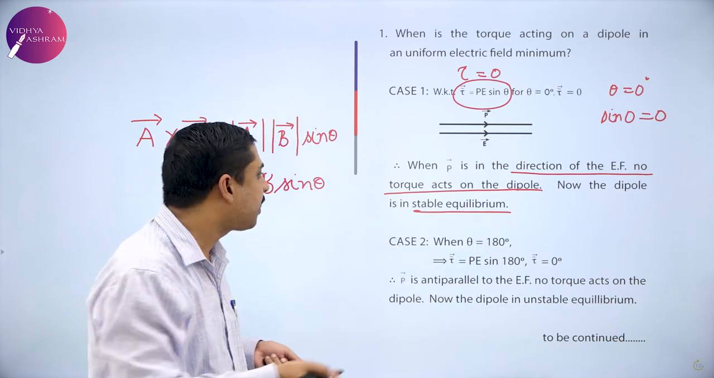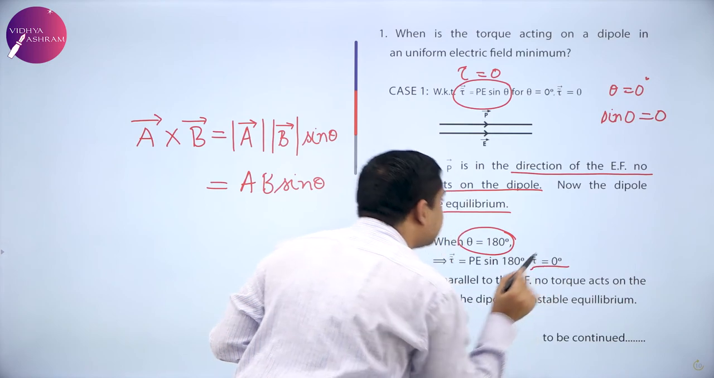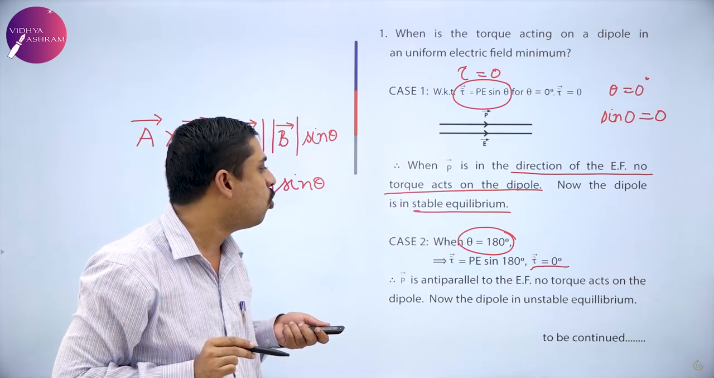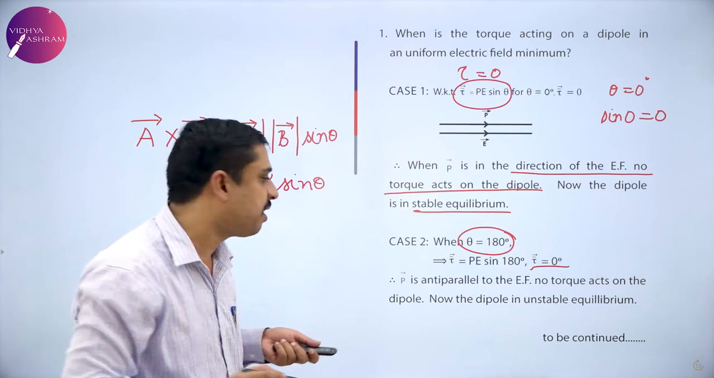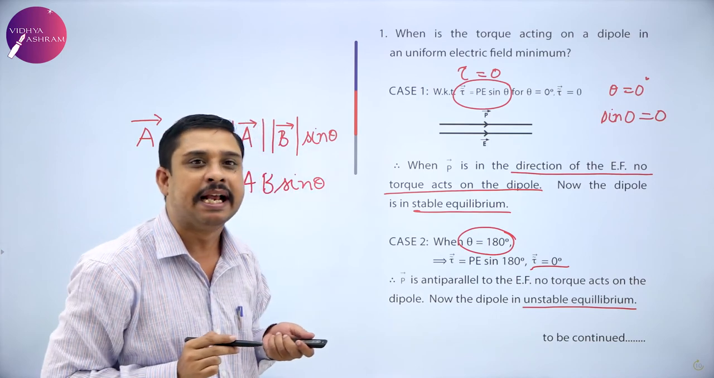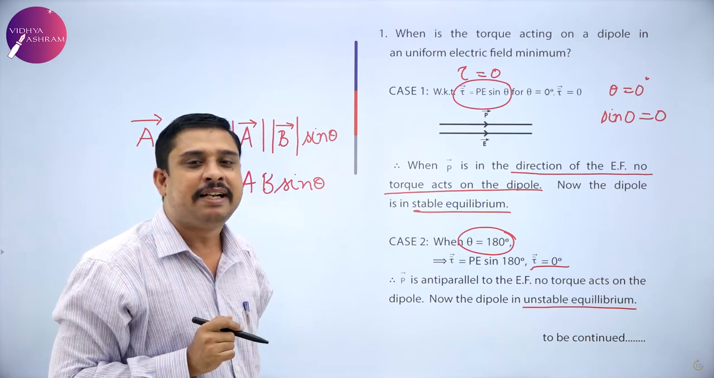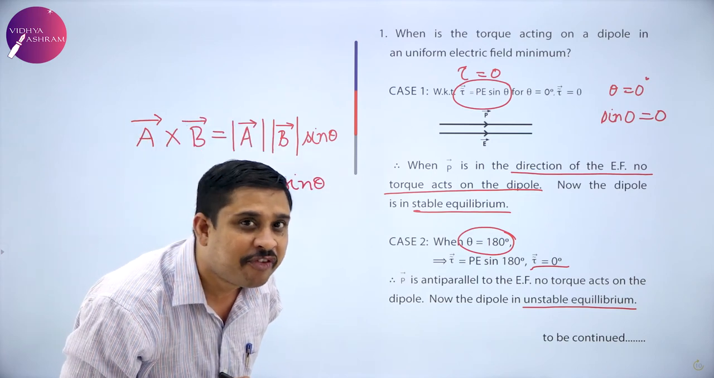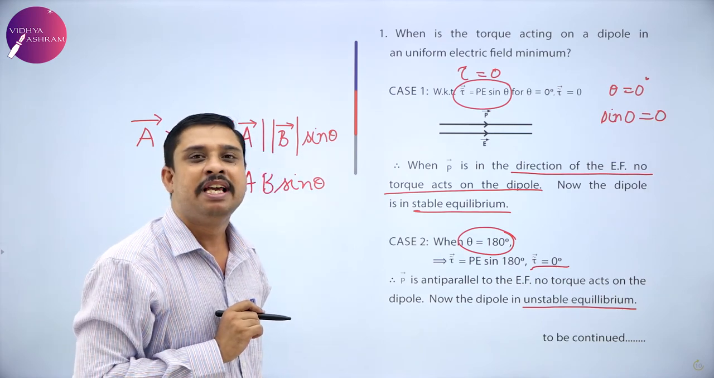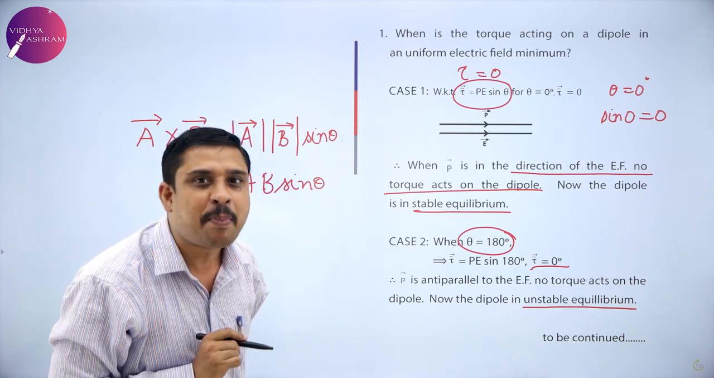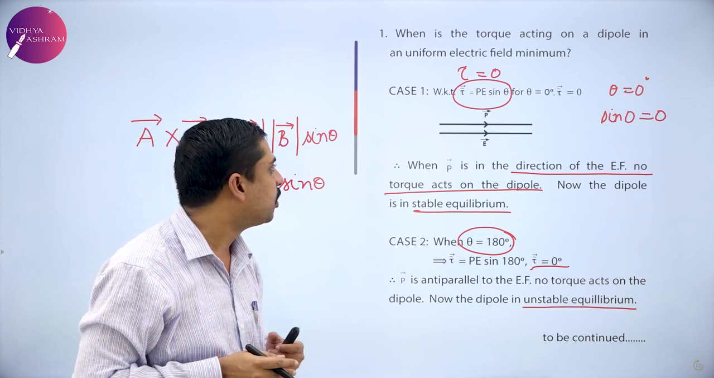Any other condition when torque can become zero? Again, when theta is 180 degrees. Sine 180 is zero, which means tau is zero. That means P and E are in opposite directions, anti-parallel, and now you say it is in unstable equilibrium. When do you say it is in stable equilibrium? If the dipole moment is in the same direction as the electric field, stable equilibrium, and torque acting on the dipole is zero. If they are in opposite directions, anti-parallel, unstable equilibrium, which means again torque acting is zero.